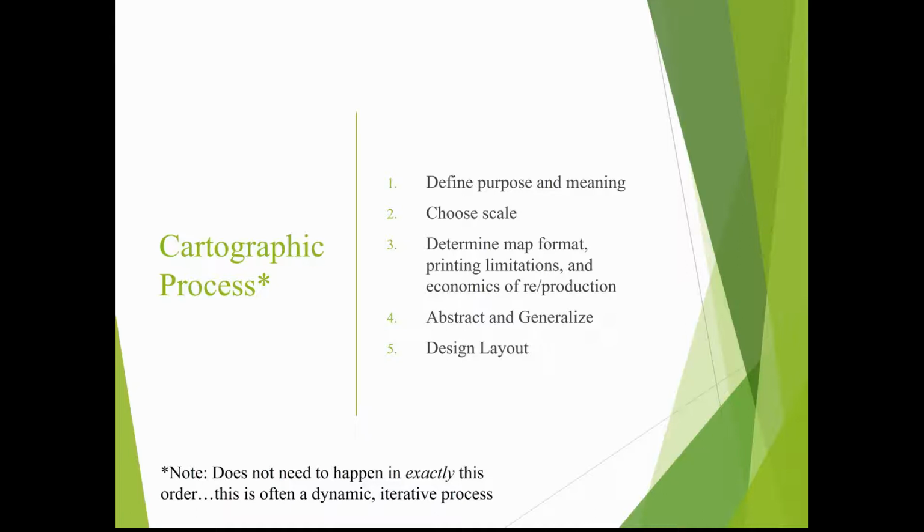The first recommended step is to define the purpose and meaning of the map. The second recommended step is to choose the scale for the map, or extent. Next is to determine the map format, printing limitations, and economics of reproduction of the map product. The fourth step in the cartographic process is to abstract and generalize the data to prepare it for placement on the map. And finally, the fifth step in the cartographic process is to design the map layout. Now let's explore each of the steps in a little bit more detail.